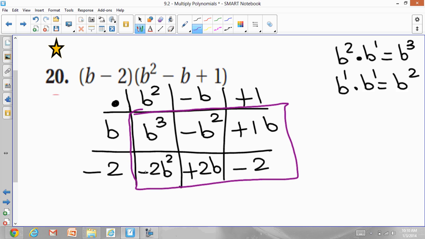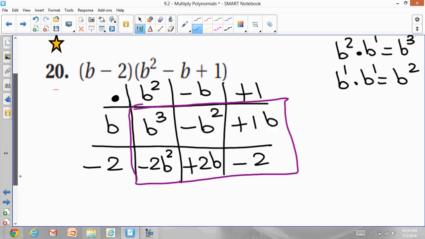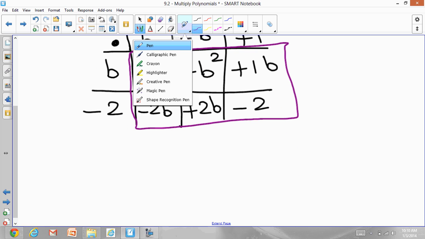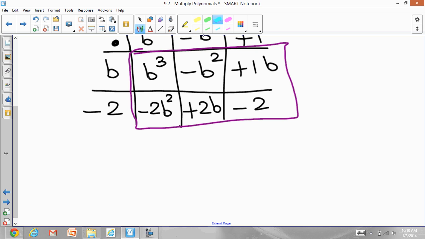So once this becomes part of your answer, you're going to see if there are any terms that you can combine. So if I highlight and show you, b squared and b squared, I can combine them. b and b, I can combine them. There is nothing else to combine.